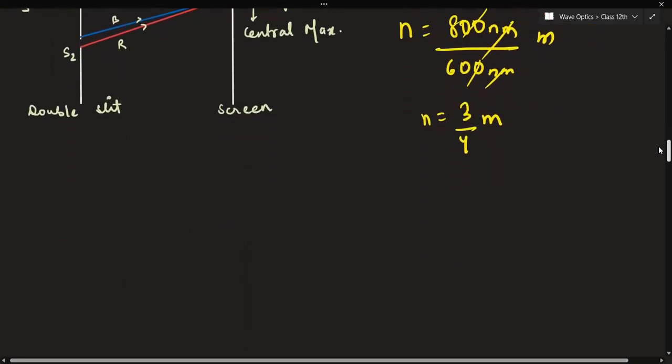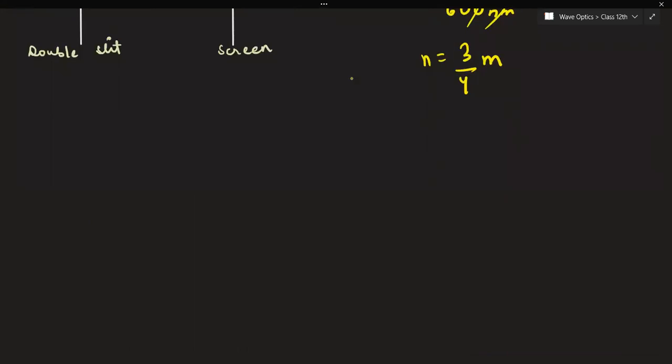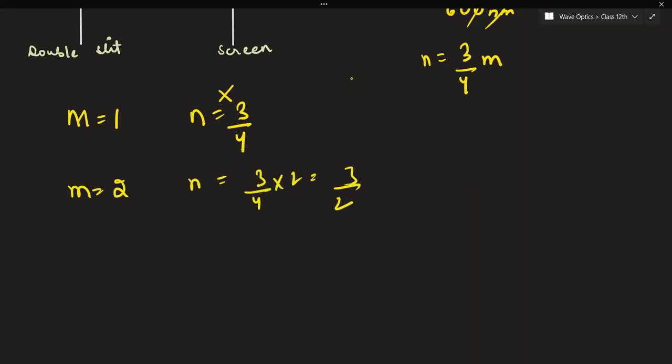So see, it means both of these numbers, n and m, cannot be fractions or any other decimals. So if we take the value of m as 1, n will be 3 by 4. So one of them is coming in fractions. No, this is not possible. M as 2, n will be 3 by 4 into 2, that will be 3 by 2. No, again, this is also not possible.